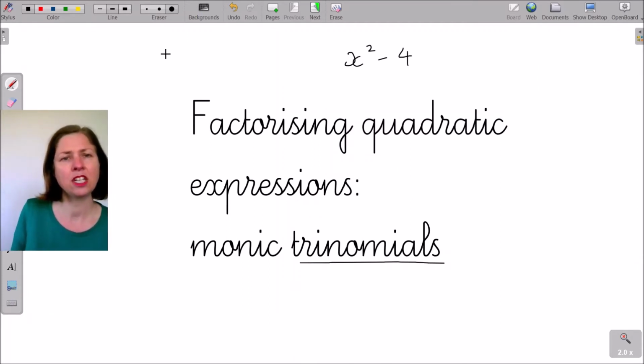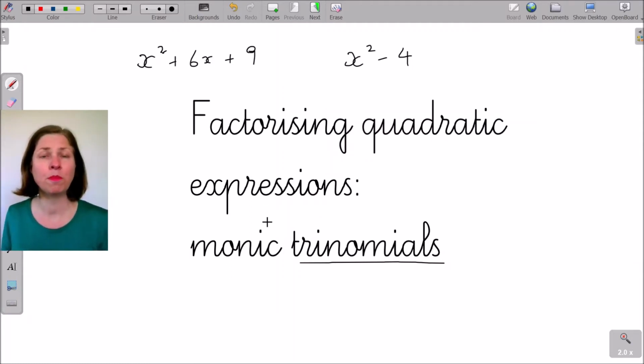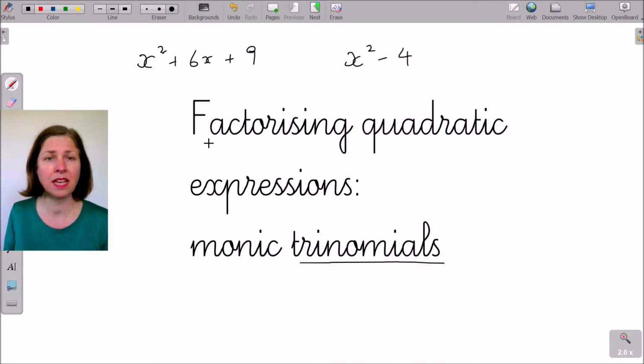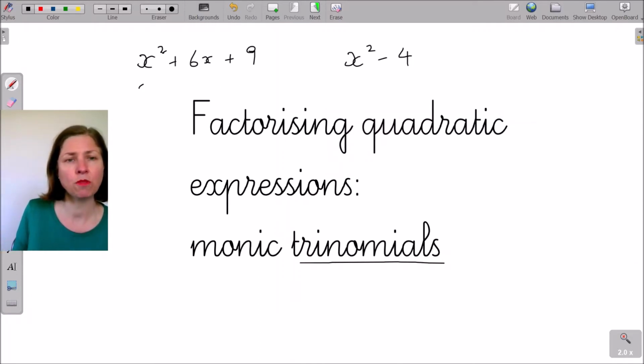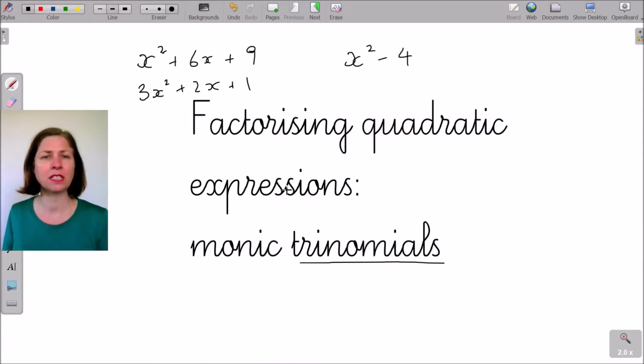On the other hand, your perfect squares expansion, this definitely is a trinomial, but it follows a particular pattern. Okay, here's another example of a trinomial. That is also a trinomial quadratic expression.